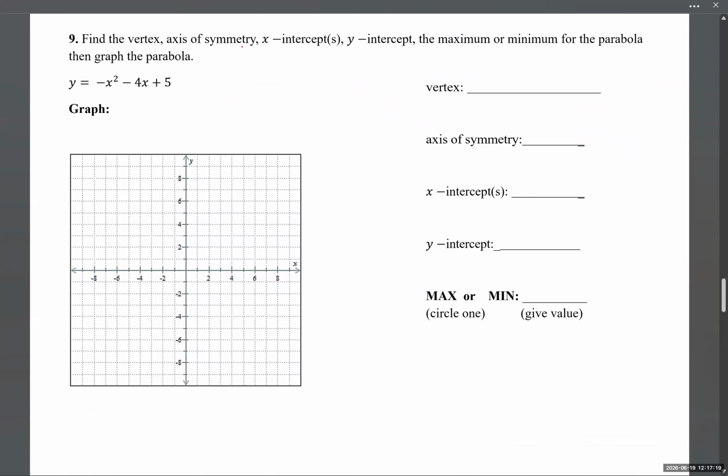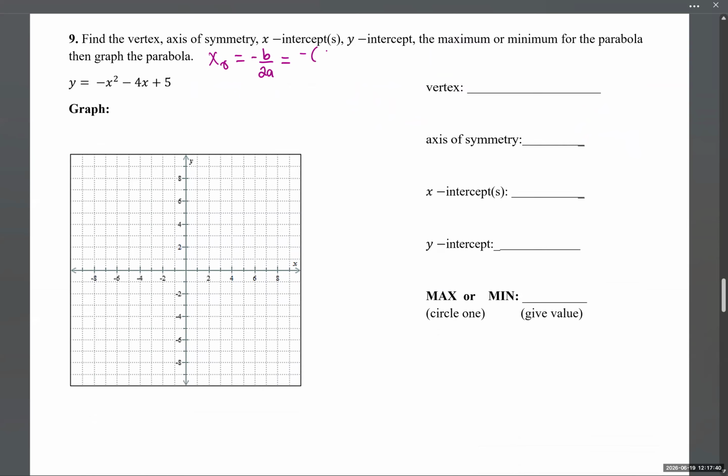Number 9, we are finding the vertex, axis of symmetry, x-intercepts, y-intercepts, maximum, minimum, and then also graphing the parabola. So lots of things in one question. We'll start by finding the vertex of that parabola. The x-coordinate of the vertex is minus b over 2a.